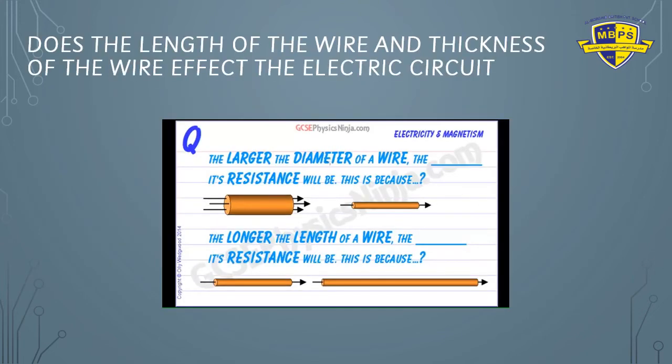The larger the diameter of a wire, the lower its resistance will be. And this is because the charge carriers, which make up the current, have got more paths along which to flow if the diameter is bigger. Compared to a small diameter wire, there's only a few paths that the charge carriers can flow down.